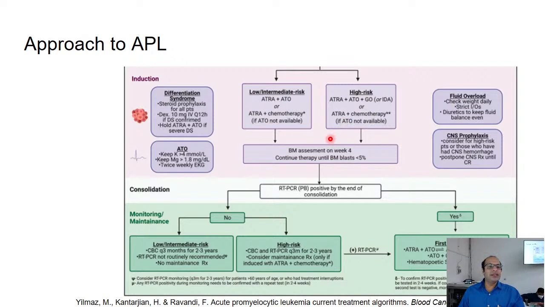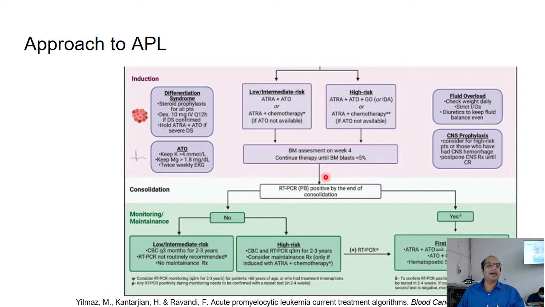After around 4 weeks of this initial therapy, patients are assessed with the bone marrow examination, and as these therapies are highly effective, almost 95 to 100% of patients undergo remission, and the blasts or the abnormal promyelocytes are cleared from the blood and bone marrow.